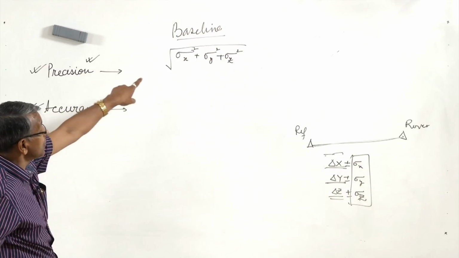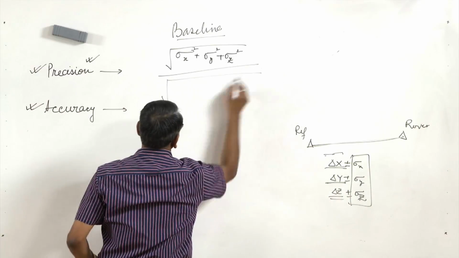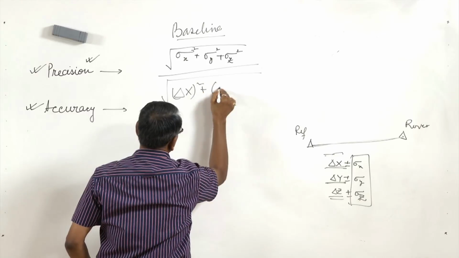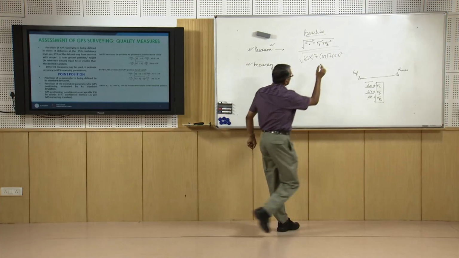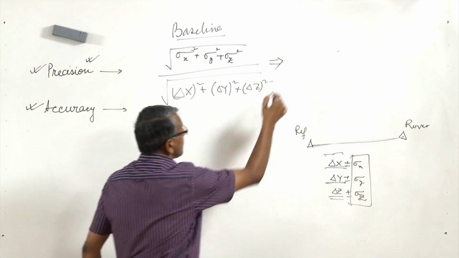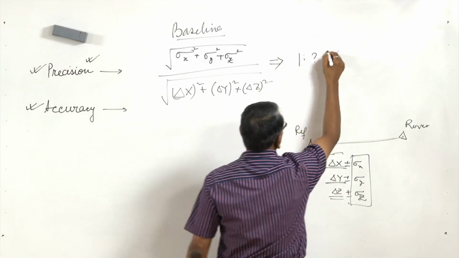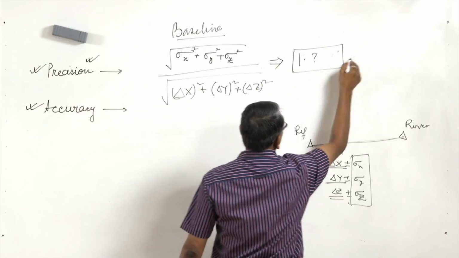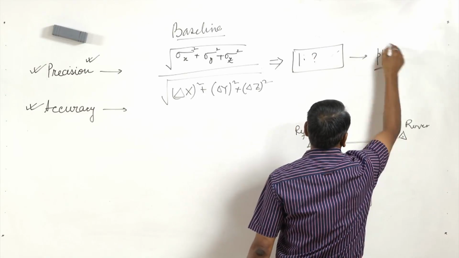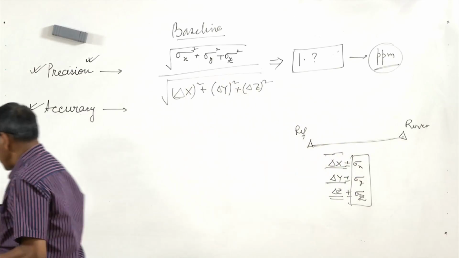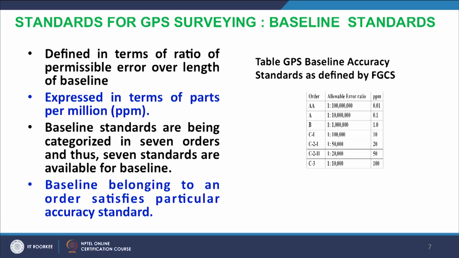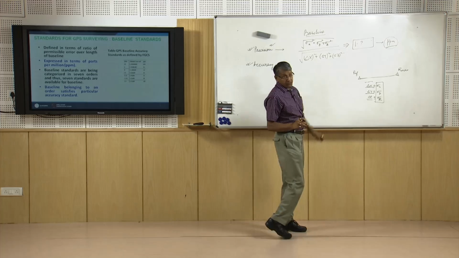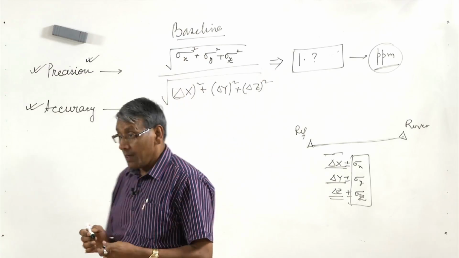So in case of baseline, we have to take the ratio of this and the square root of del x, del y, del z. This will provide us some value 1:something, and we have to convert it in terms of parts per million, and check it with the standard, and depending upon this value we can say which order baseline this is. So this is on the basis of precision measurement of the baseline.